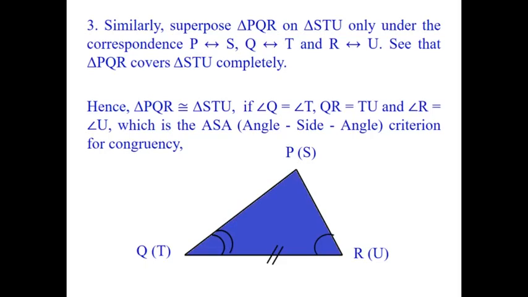Similarly, superpose triangle PQR on triangle STU only under the correspondence P to S, Q to T and R to U. See that triangle PQR covers triangle STU completely. Hence, triangle PQR is congruent to triangle STU, if angle Q is equal to angle T, QR is equal to TU and angle R is equal to angle U, which is the ASA or angle side angle criterion for congruency.